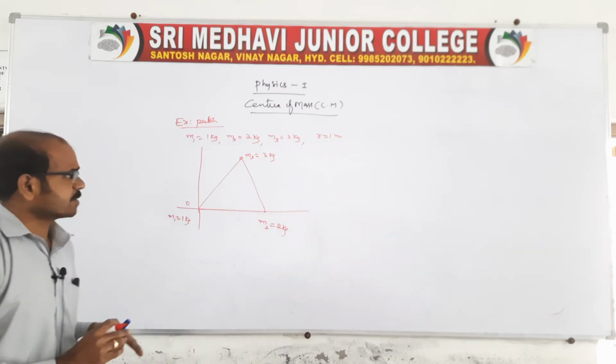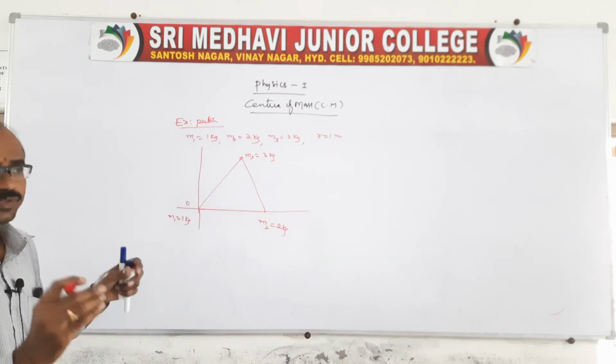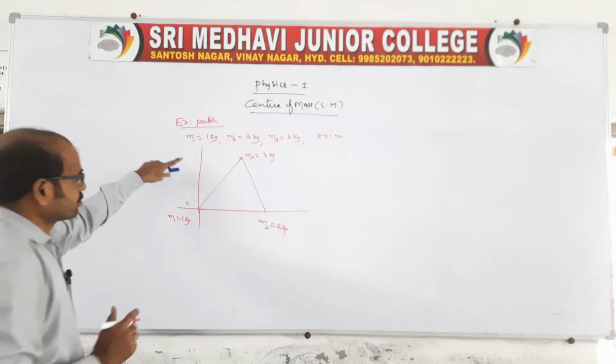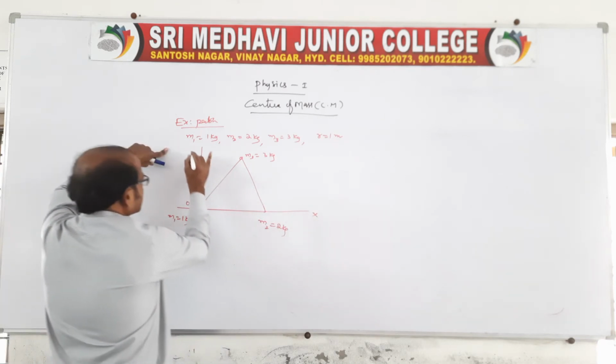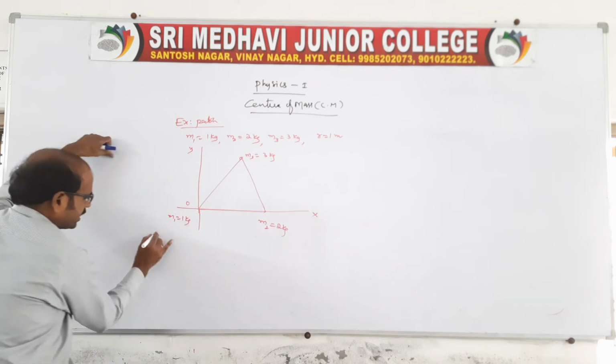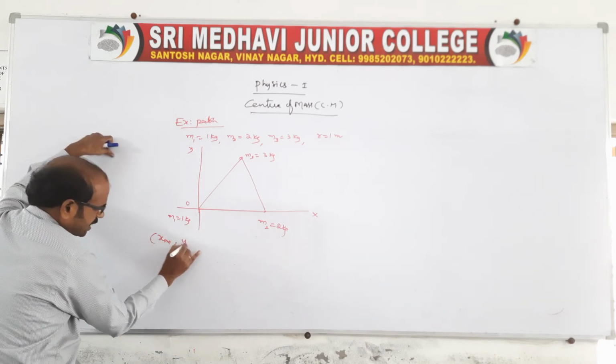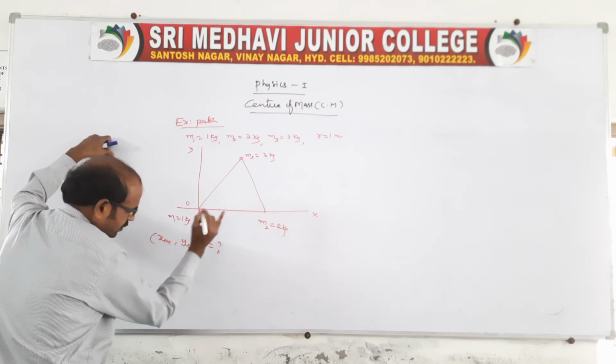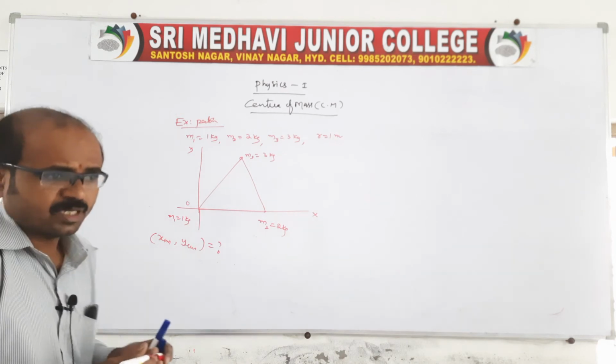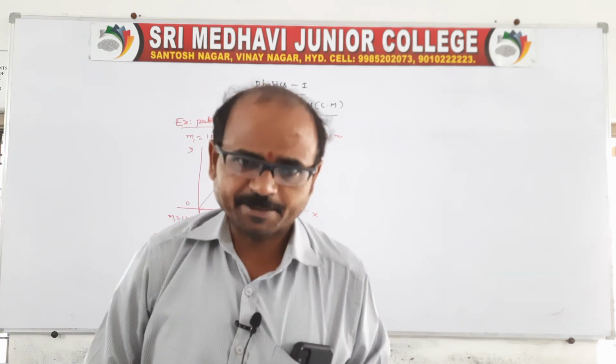So now there is a 3-particle system. We should get the xcm and ycm, because it is a plane, no? In a plane it is the x and y axis. So we should find the x coordinate, comma, y coordinate. Where will be the position of xcm? Where will be the position of ycm?